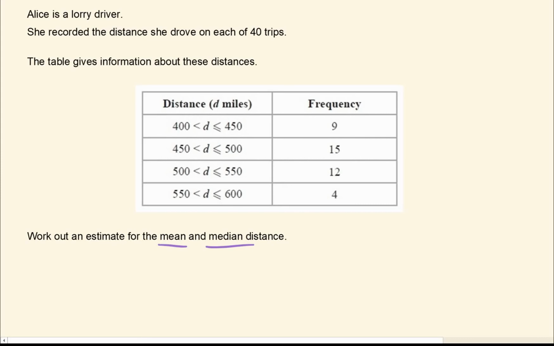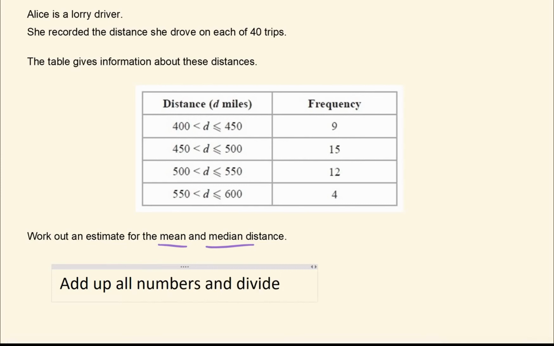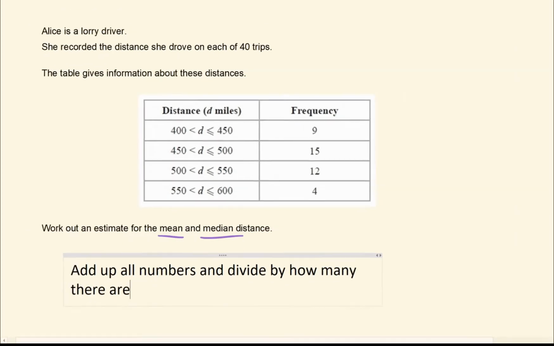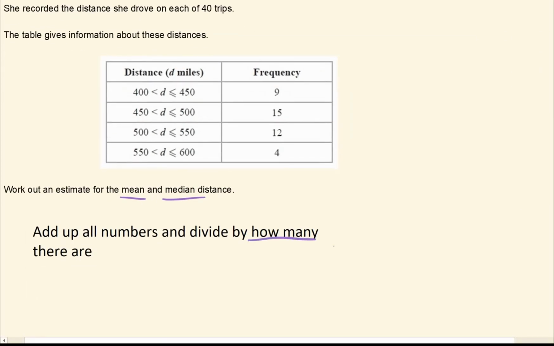So to work out the mean, what we typically do is add up all the numbers and divide by how many there are. Let's write that down. And on a frequency table, this isn't obvious or easy to work out. How many there are is probably the easiest to work out. This part here, we can get just by adding together all the frequencies. So if we do 9 plus 15 plus 12 plus 4, that'll give you the total number of lorries or trips that have been taken.